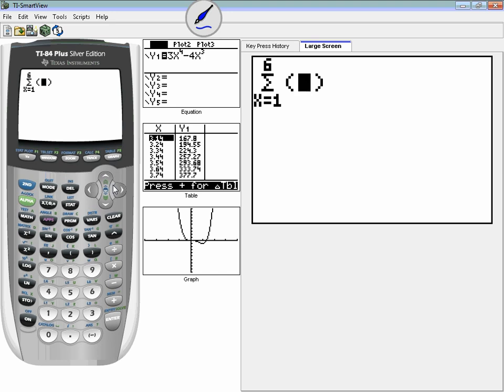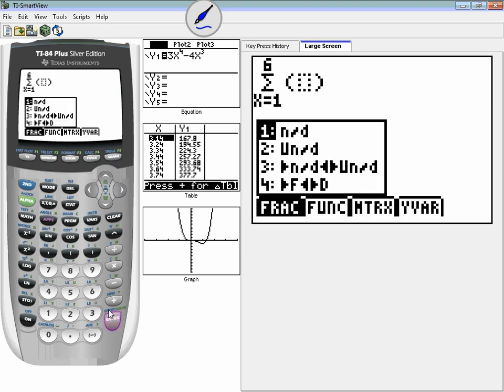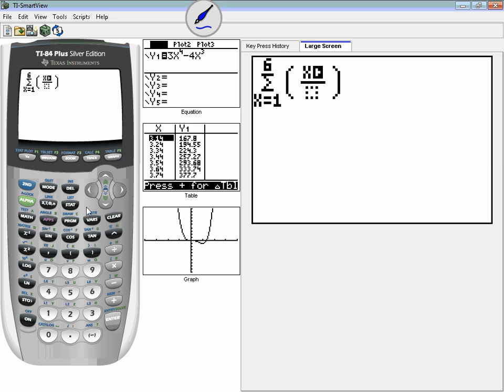There's my formula. And then I'm just going to plug in x over x plus 1. So again, use your fraction shortcut key. You could use I, but x is just a lot easier to key in because you already have an x key.